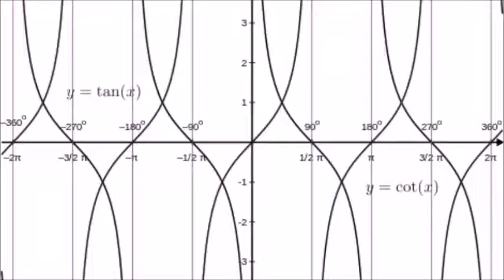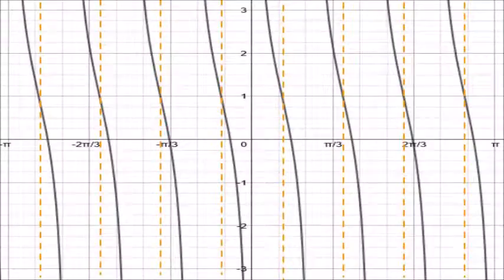Tangent functions always increase, so they would go from the bottom left to the upper right, unless they are reflected. And the opposite for cotangent functions, as we graphed them from the upper left to the bottom right. And that's it for tangent and cotangent functions.